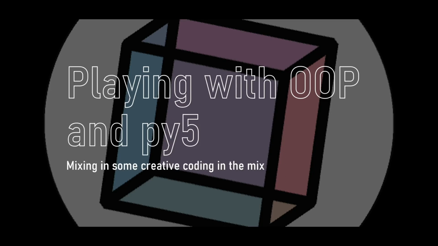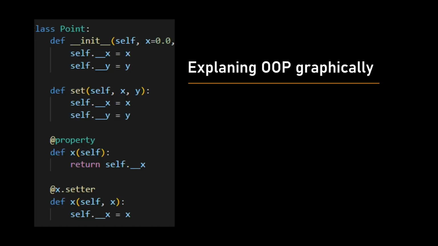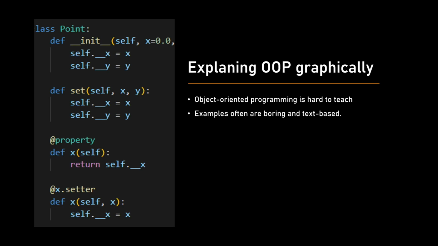Another thing I fought with a lot is when I teach object-oriented programming. Usually you try to do stuff like this. You create a point and you do everything really dry with printing statements and really text-based. And it's really hard to convey what it means and how you can use it. So I was thinking about how can we make this more engaging and understandable.